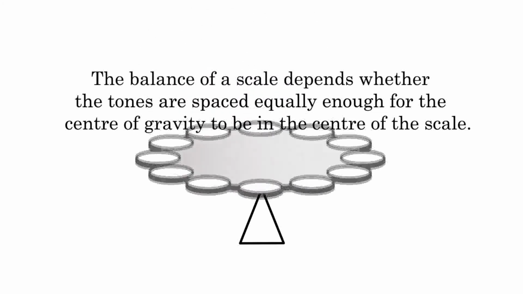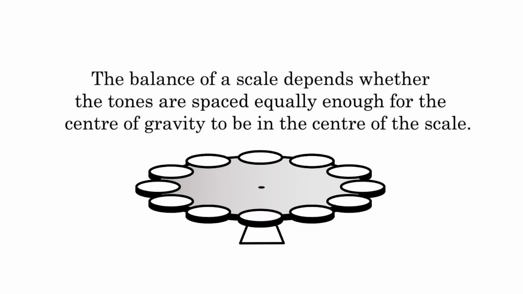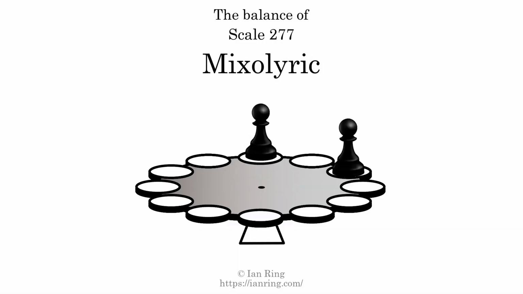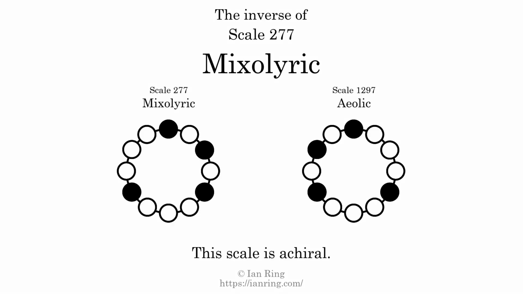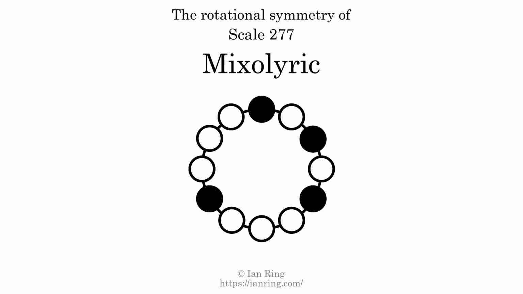Here, the balance of a scale depends whether the tones are spaced equally enough for the center of gravity to be in the center of the scale. This scale is not balanced. The inverse of a scale is a mirror image. It is what you get when the sequence of intervals is reversed. The inverse of this scale is scale 1297, also known as Aeolic. This scale is achiral, since it can transform into its own reflection by a rotational transformation. This scale has no rotational symmetry.